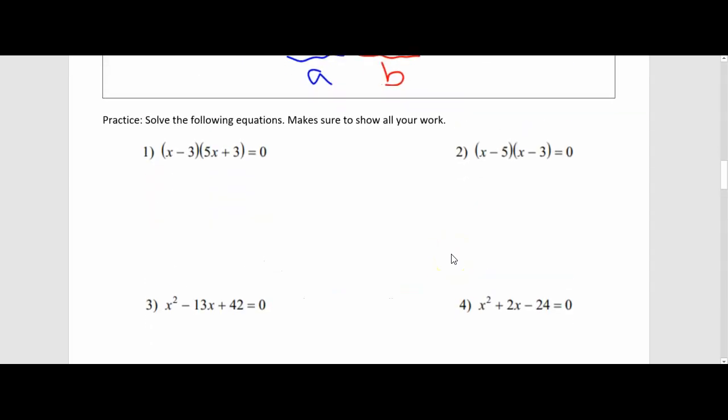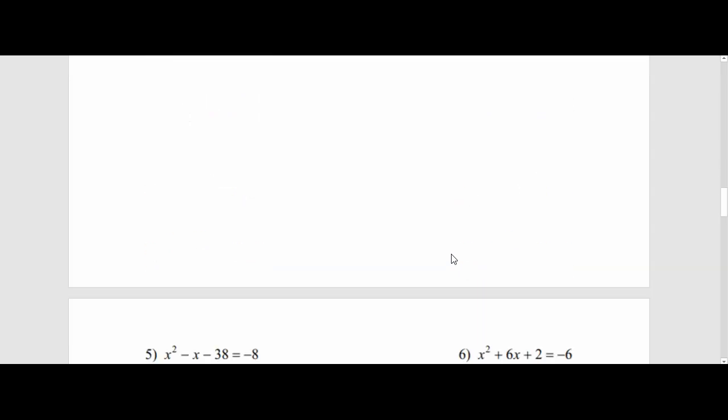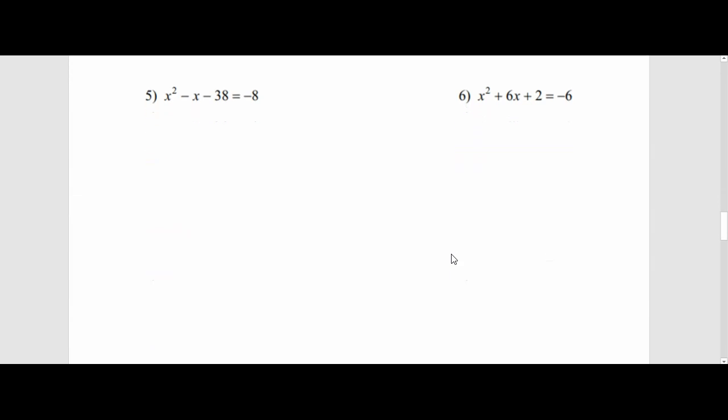Let's look at, let me choose a couple. Let's look at number 5. Okay, pause the video. My hint to you before you start working on your own is that, again, you have to make sure the equation is set equal to 0 before you factor and use the zero product property. So this one's not set equal to 0. You need to make it set equal to 0 and then factor and use the zero product property.